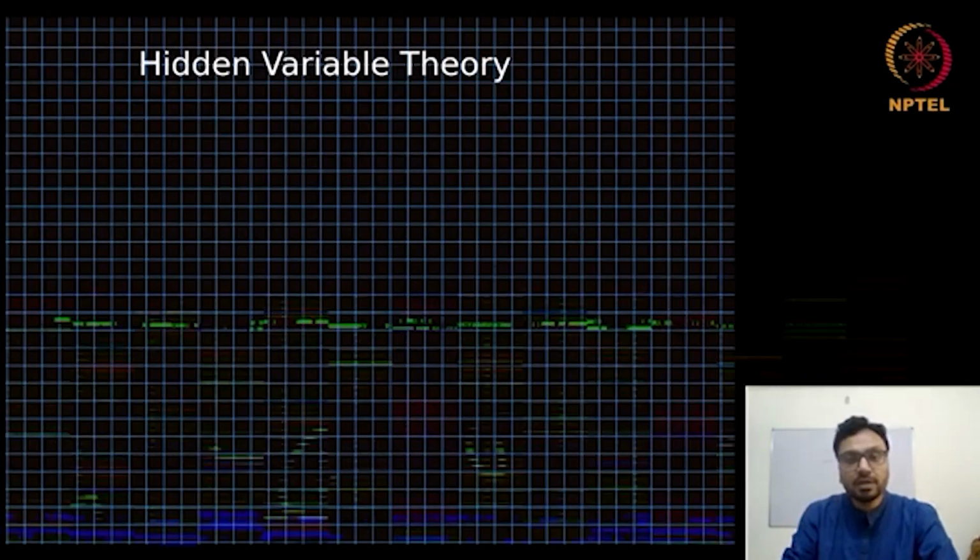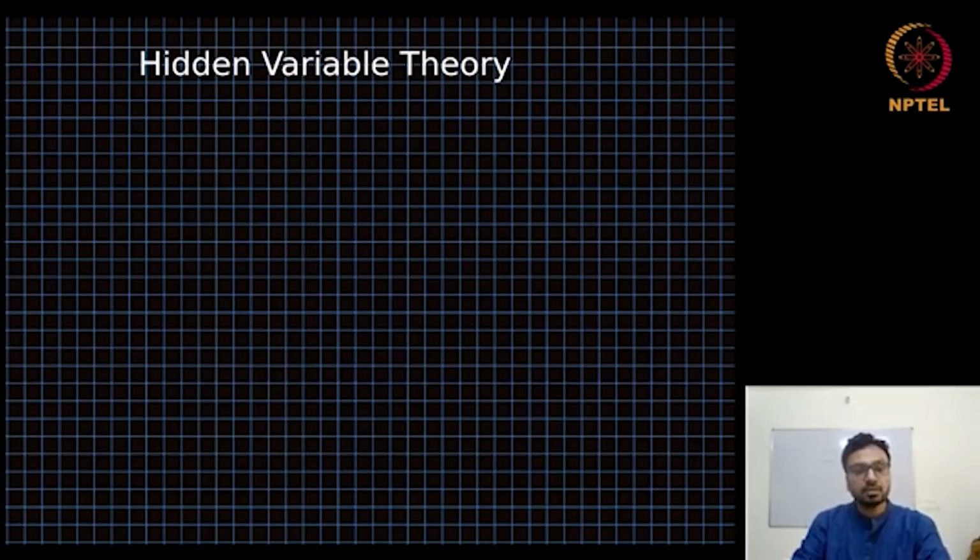From the arguments by Einstein and Mermin and Bohm and many other people, it seems like quantum mechanics is first of all not complete, and there are some issues with quantum mechanics which need to be rectified. That gave birth to a new kind of interpretation of quantum mechanics, or a new theory, which is called hidden variable theory.